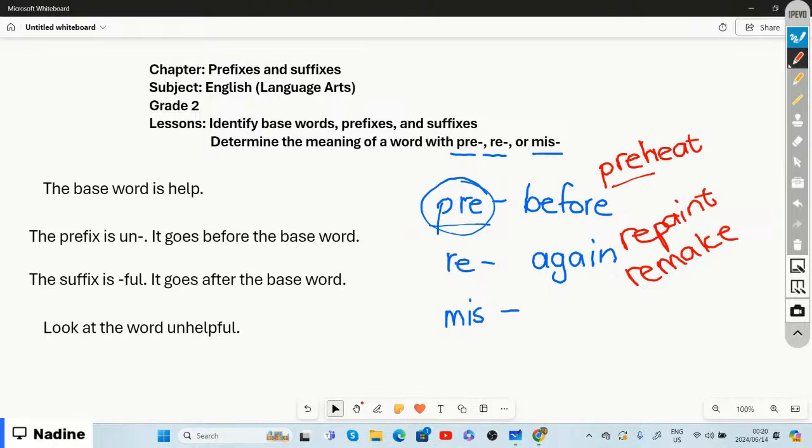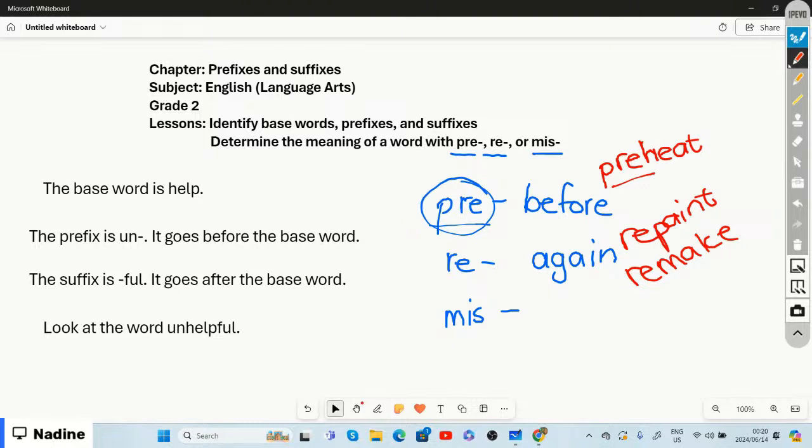All right, pre-bake. Yes, pre-bake means that it has been baked before. Reheat, retry. Yes, we do it again. Reheat means that we are heating it again. A retry means that we are trying again. Retry, yes, for example, the first time it didn't work, but we are trying again.